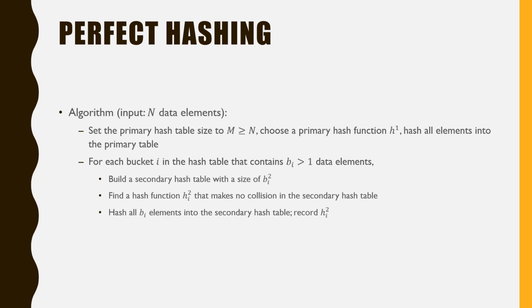If the bucket has bi elements, we build a secondary hash table with the size of bi squared. We denote the hash function for the secondary hash table for bucket i as hi2. The secondary hash function should ensure no collision in the secondary hash table. We might need to try several different functions before finding one that fits the requirement. Once we have found a good secondary hash function, we record it. Finally, after performing the above steps for all buckets with collisions, we are done.